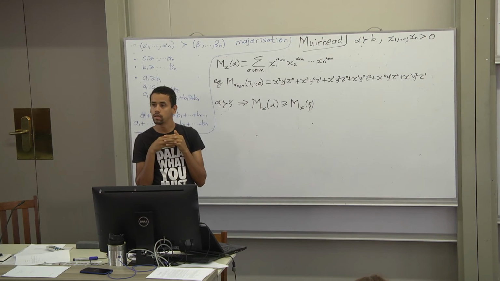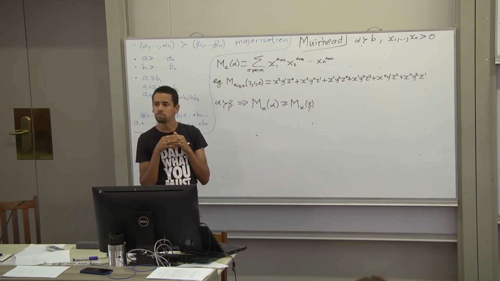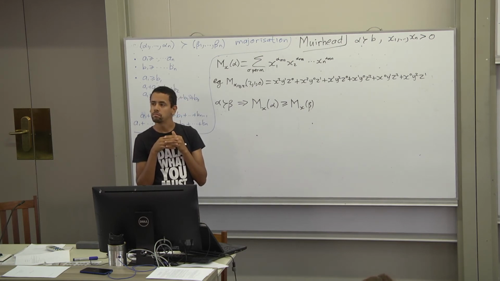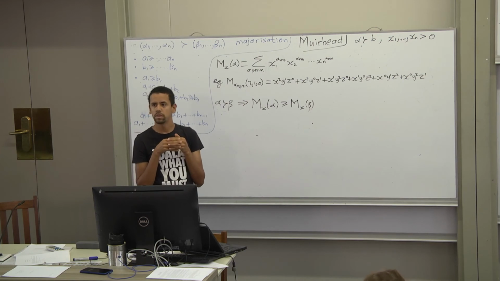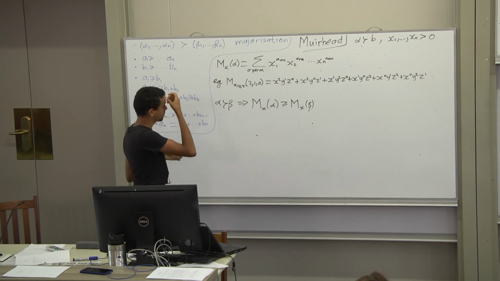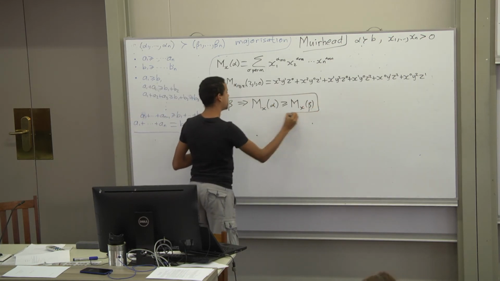Yes? The alphas and betas, are those any reals? Any reals. And can the x_i be 0? They can be 0. Let's keep them positive. If it's a 0, you might have to worry about a negative exponent. Okay, so this is Muirhead's inequality.